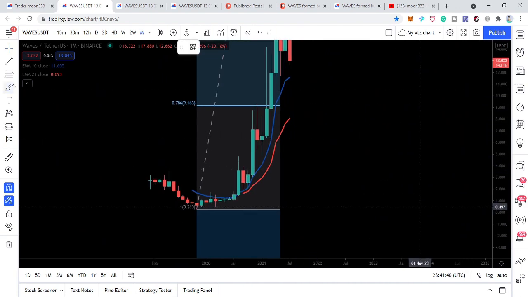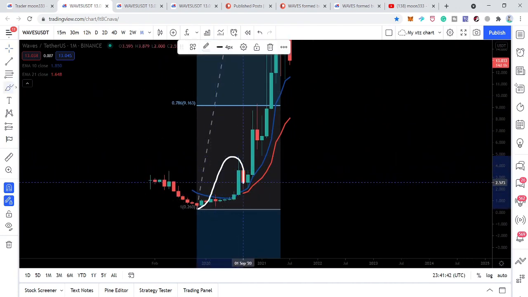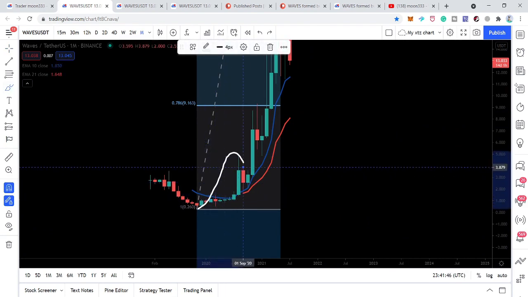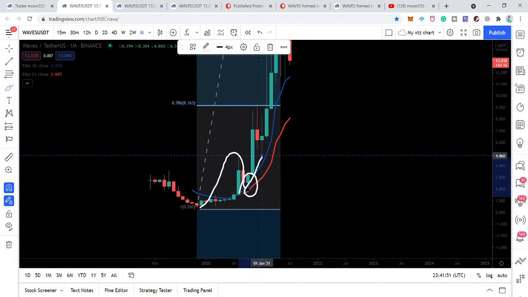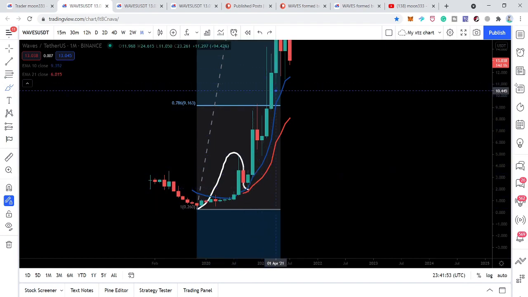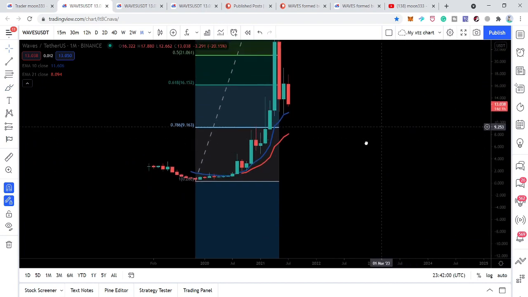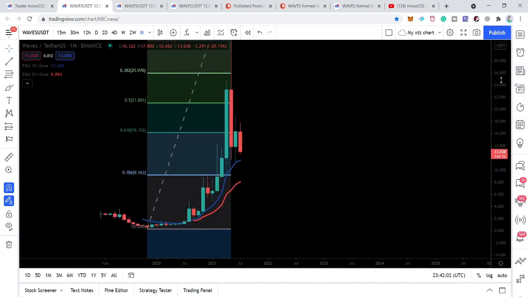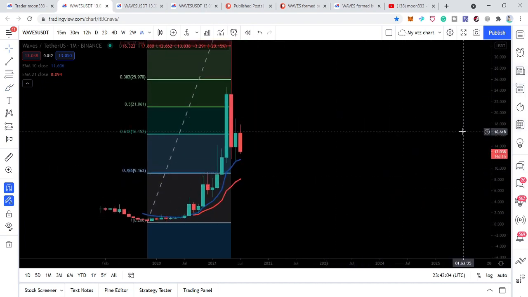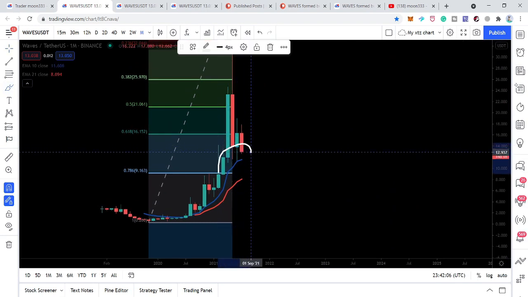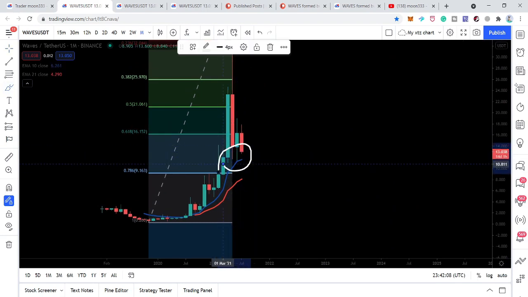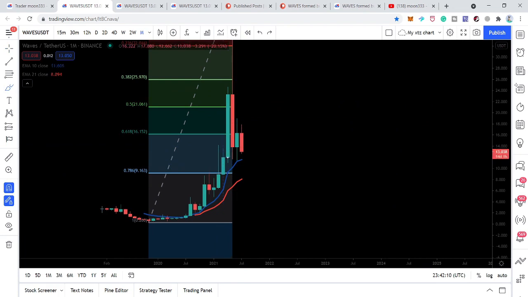If we take a look at the previous move, when we had this rally, the price action moved down after this rally and retested this EMA 10 here. And after testing, we had a very powerful rally towards the upside. And now this is the second time in the history of the Waves coin that it is testing the exponential moving average 10 after a very powerful rally. We have one touch here on the monthly time frame chart.